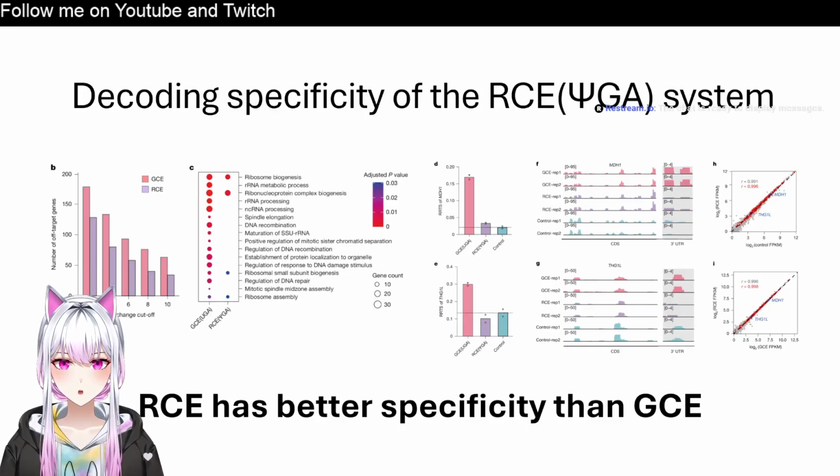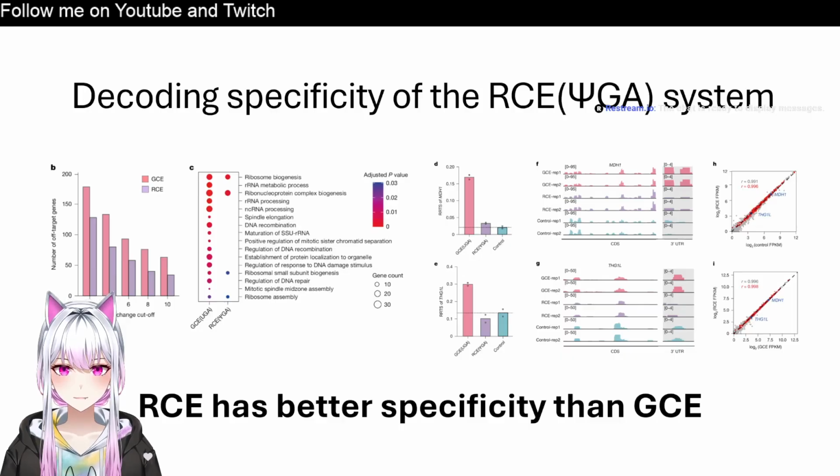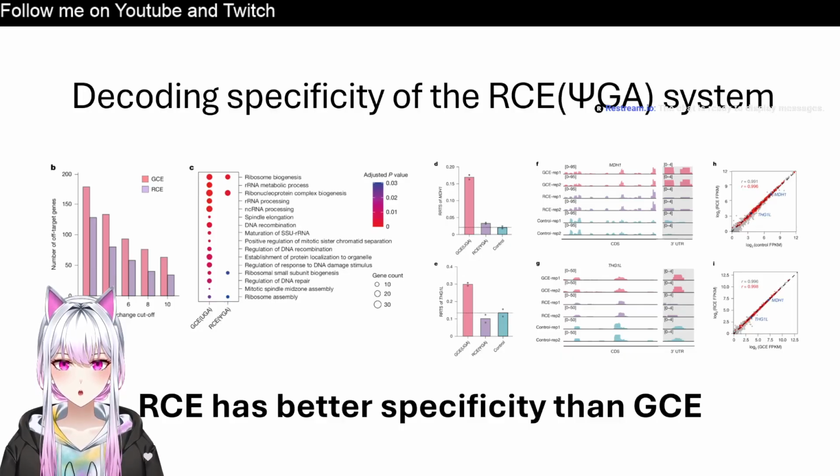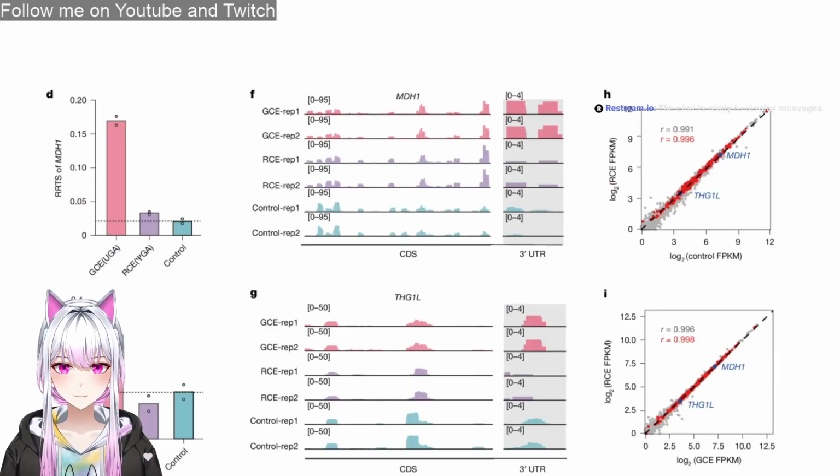So they want to see if you can see this kind of naturally occurring read-through events in the stop codon. I've got 2 different genes, one is MDH1 and the other is THGL1. There are properly distinct read-throughs in the control cell. When you look at RCE cells, the read-through is almost the same, slightly elevated, but pretty much the same as control. But GCE is significantly enhanced. This can be seen in both MDH1 and THGL1.